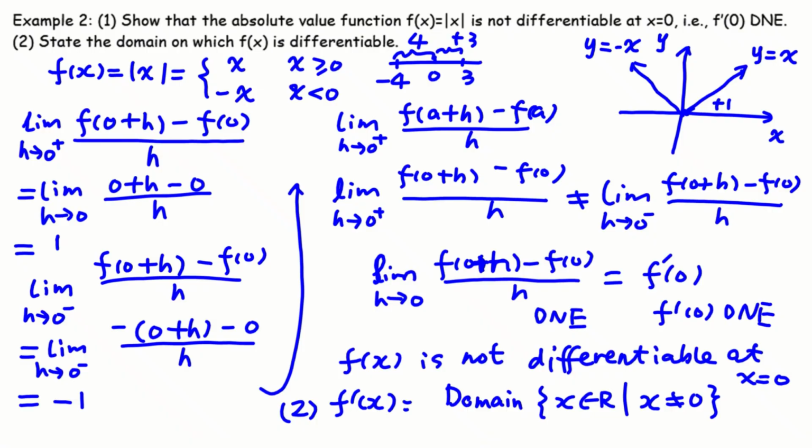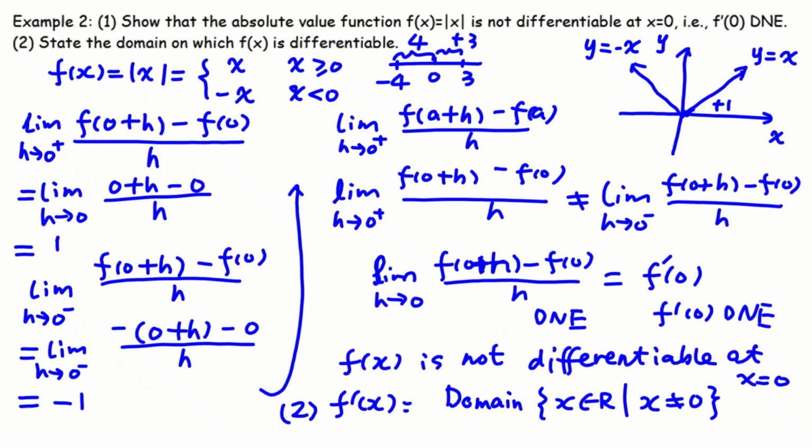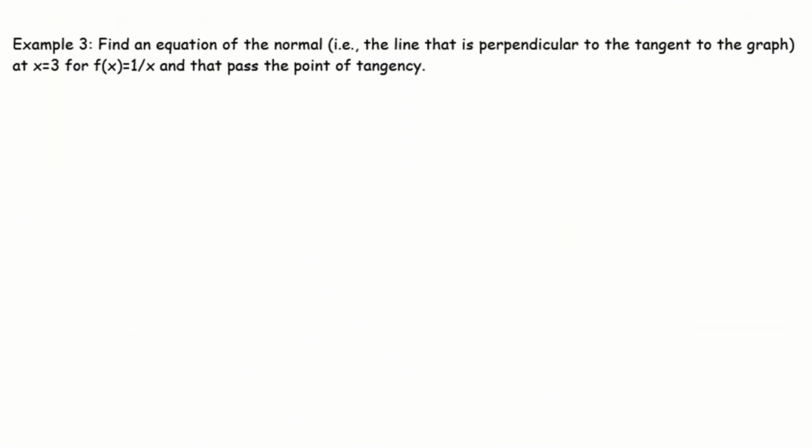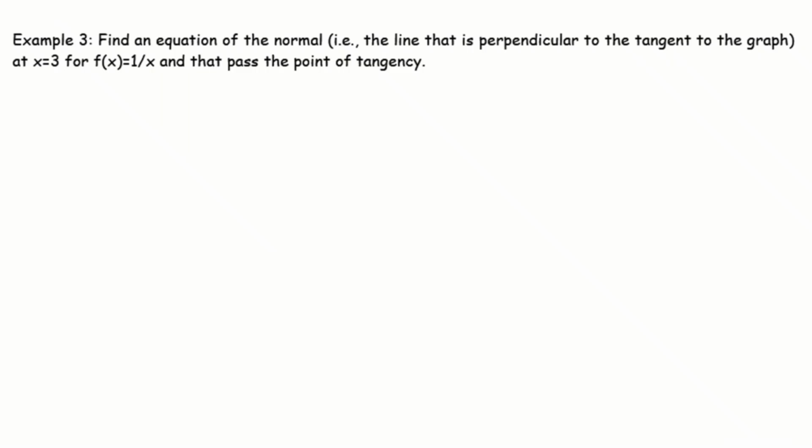Then we are going to practice one more example. You could pause the video at any time and rewatch if you have any questions or want to watch it again. For this one, find the equation of the normal. This is another term. The normal is just perpendicular to the tangent of the graph, at x equals 3, for f(x) equals 1 over x.